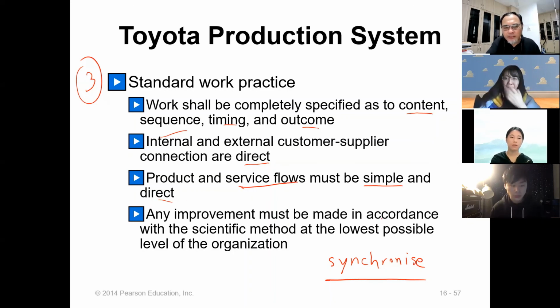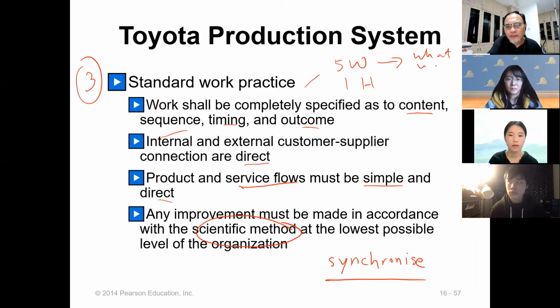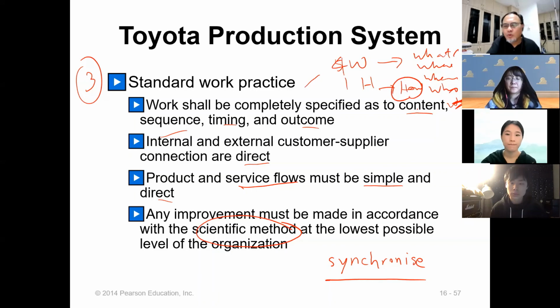Any improvement must be made according to the scientific method. That's why we need to analyze the process. So things like 5W1H will be used: what, where, when, who, why, and 1H, how. What to do, where to do, when to do, who to do, how to do.